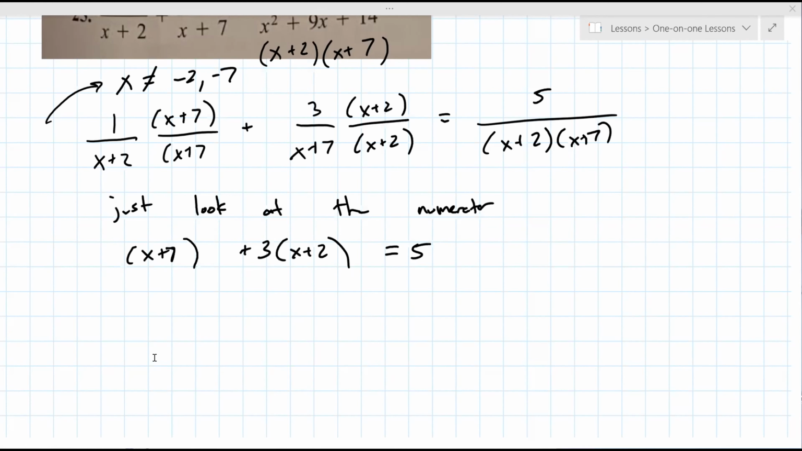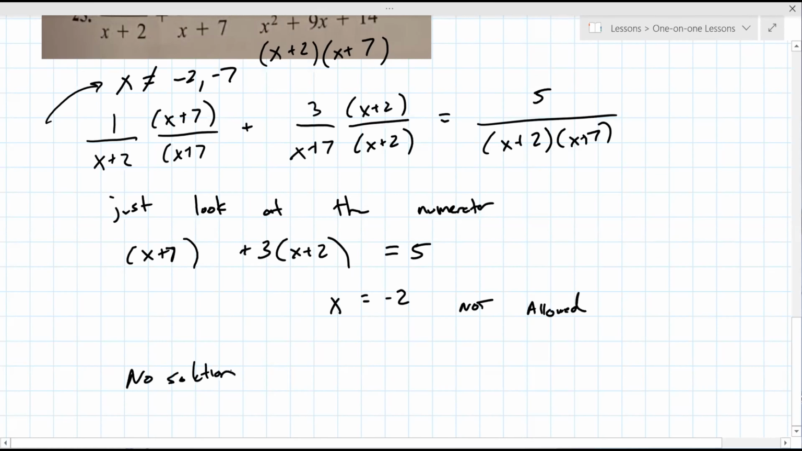x equals 2, and I think it doesn't work. I think it's -2. Oh, never mind. My bad. Yeah, I think x equals -2, and then this is not allowed. Okay, so this whole problem has no solution. And if you have a test, and you will on this, you could see that. It's possible.